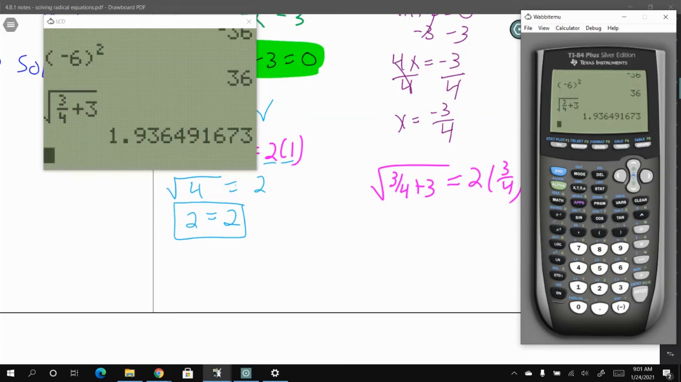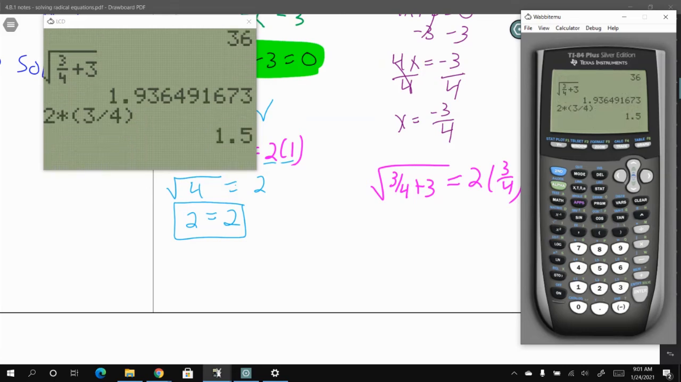And see, I get 1.936 and so on. If I do 2 times, you can write 3/4 this way as well. I don't get anything close. I mean, yeah, for the first one with the square root, you may say, well, if you round it differently, you get a different number, but these aren't even close. Rounding isn't going to change this.